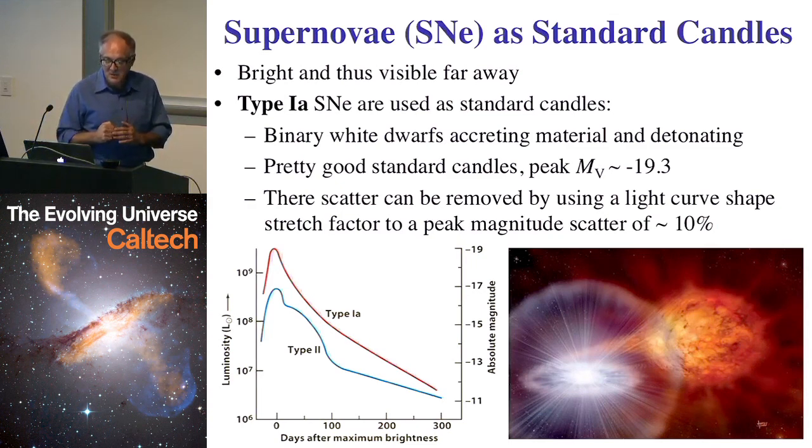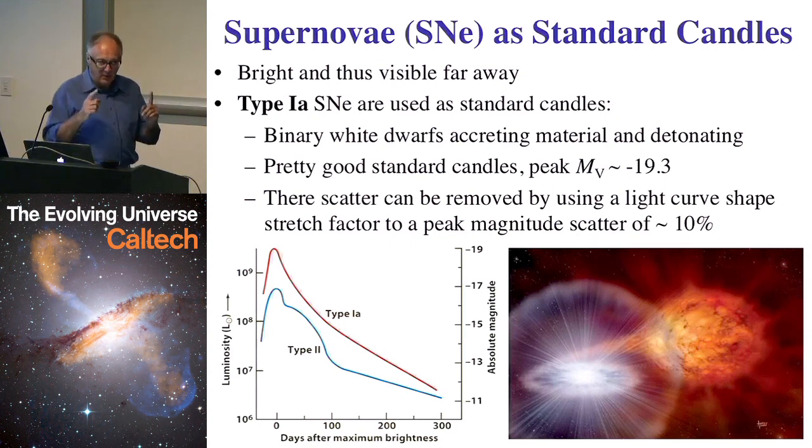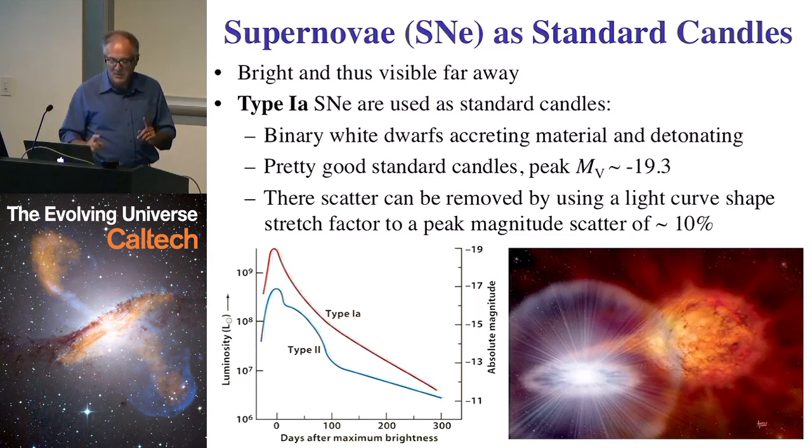By themselves, the peak brightness of 1As has a substantial scatter. But it turns out that that scatter correlates with the width of the light curve, how long it takes the supernova to get brighter and dimmer. And when you correct for that effect, you get a superb, almost constant standard candle, to better than 10%.